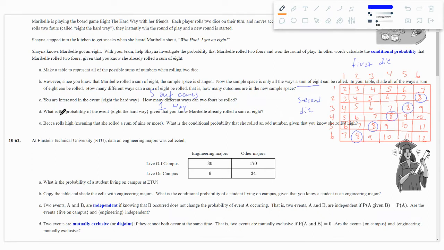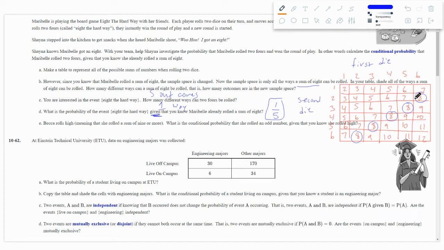So now, part D, what is the probability of the event 8 the hard way given, the keyword is given here, that Maribel already rolled a sum of 8? So we're not doing it out of the total 36 outcomes. We're reducing our sample space to only 5 outcomes. So the denominator of our probability for D is 5, and of those 5, there's only one way to get 8 the hard way. So that's how this ends up working.